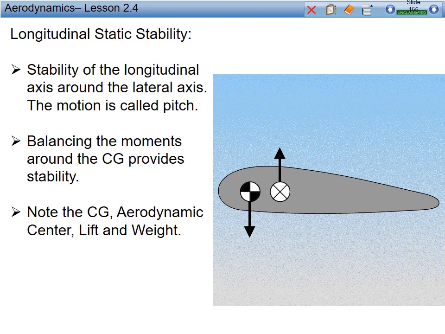All components of the airplane can be looked at as to where the center of gravity is in relation to the aerodynamic center. If the center of gravity is ahead of the aerodynamic center, it will be a positive contributor to that stability. If the aerodynamic center is ahead of the center of gravity, it will be a negative contributor.